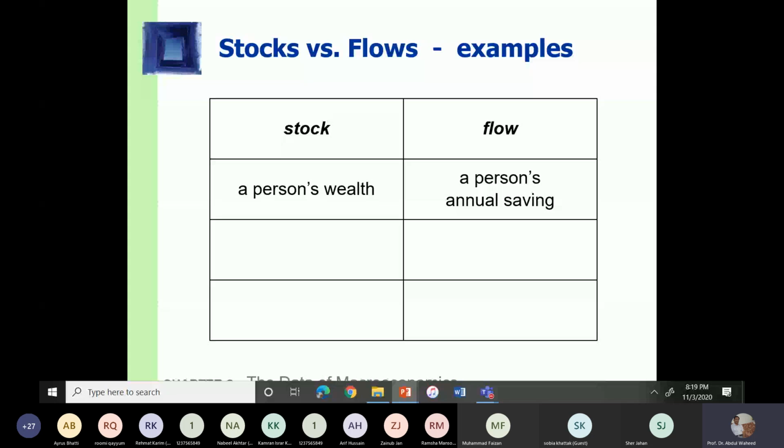Those who are saving less, and what about those who are dissaving? What will happen to their wealth? Sir, wealth decreases. Okay, so if you are dissaving, your wealth decreases.